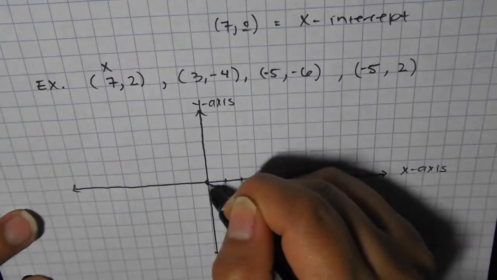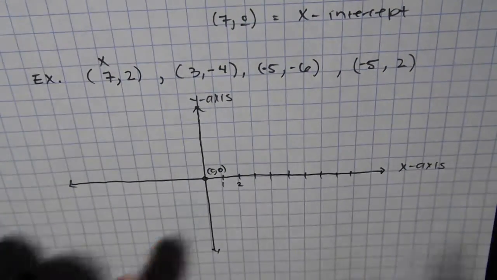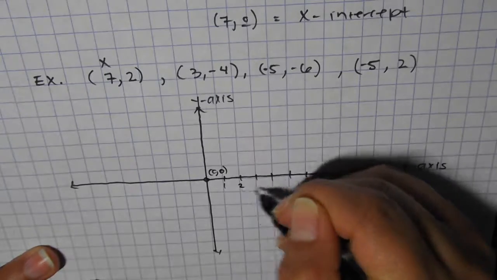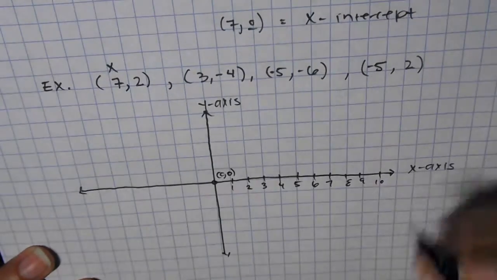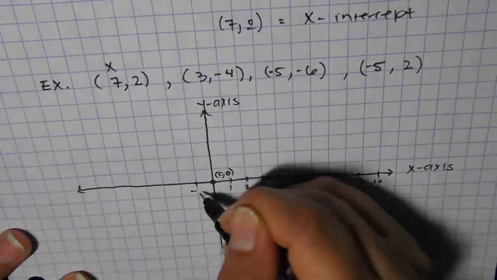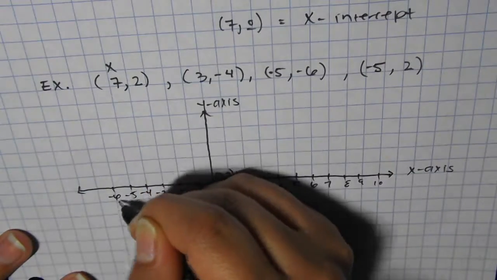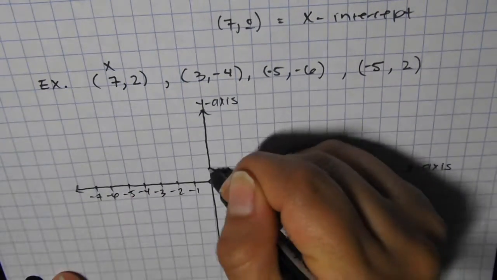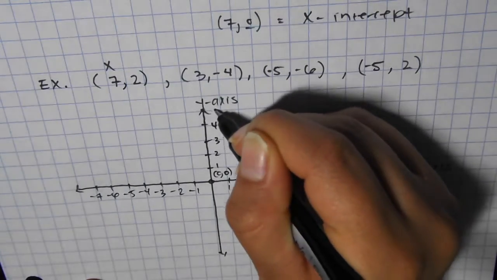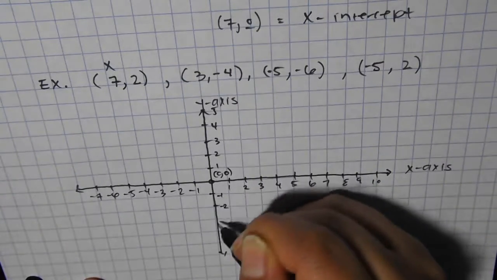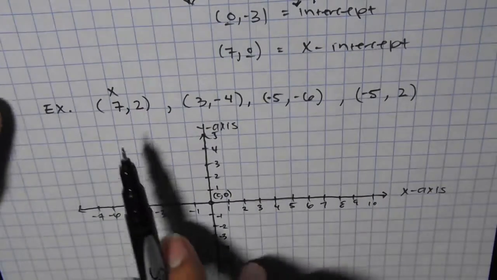On my x-axis, I know here's my origin, 0, 0. I'm going to label my x-axis. Anything to the right of my 0 is positive, so I have 1, 2, 3, 4, up to 9, and then 10. Now I'm going to go the same in the opposite direction: -1, -2, -3, and so on. Same thing with my y-axis. Anything above the origin is positive, and anything below that is negative.